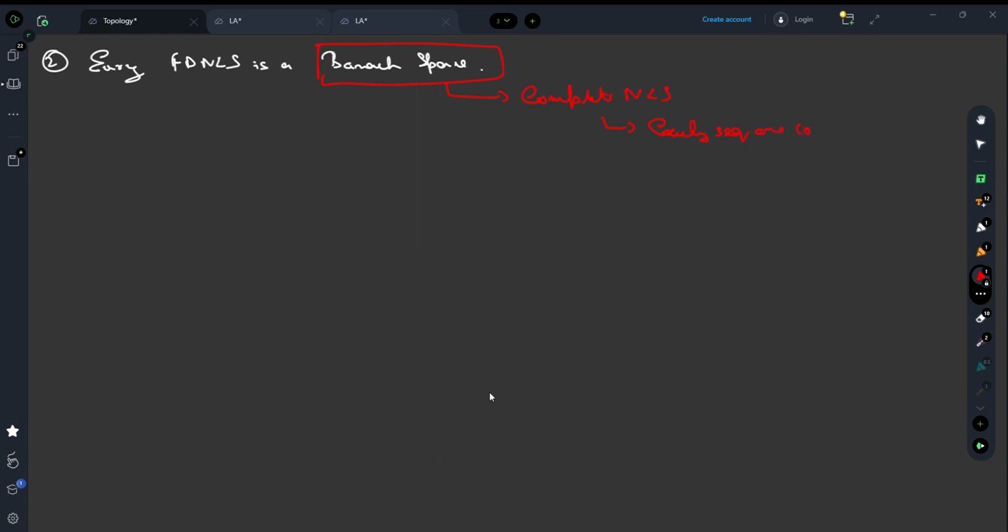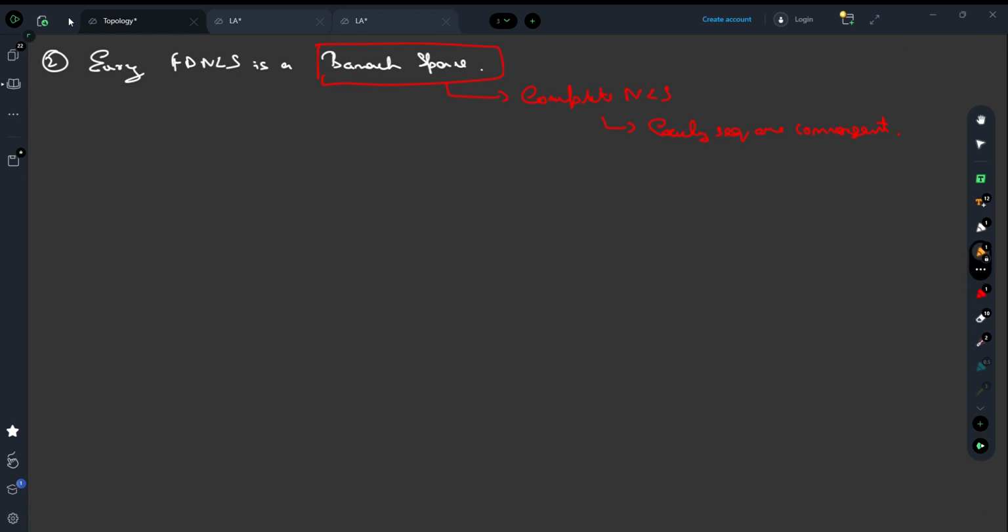What is a complete normed linear space? Cauchy sequences are convergent. Like we know, not in every topological space is it mandatory that Cauchy sequences are convergent. Convergent sequences are always Cauchy, but Cauchy sequences need not be convergent. If you have a certain metric space in which Cauchy sequences are convergent as well, such metric spaces are called complete metric spaces, and the definition comes from there as well. So a complete normed linear space is a space in which Cauchy sequences are convergent.